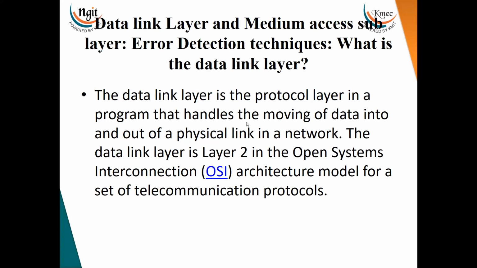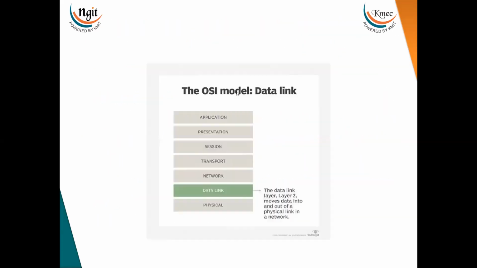Now, what is meant by the data link layer? Here we have the OSI model. In this OSI model, we have the physical layer, data link, network, transport, session, presentation, and application. The data link layer is the second layer, layer 2. It moves the data into and out of a physical link in a network. This is mainly used for data transmission.